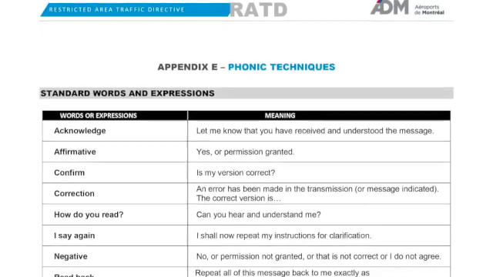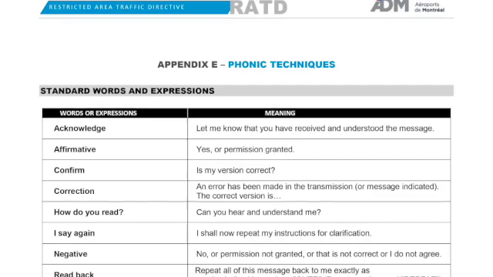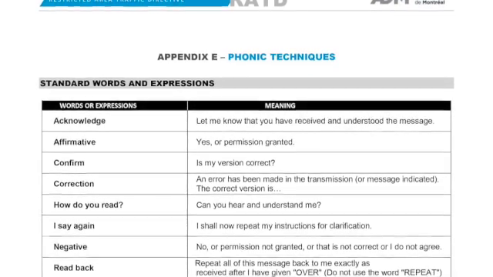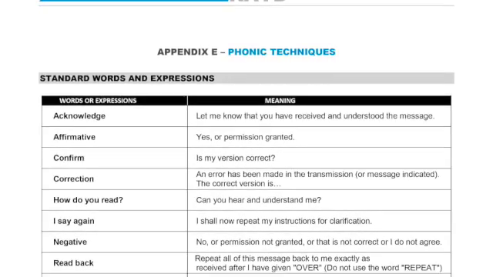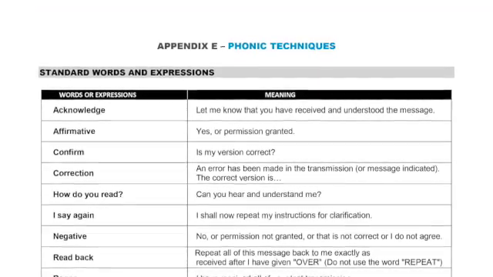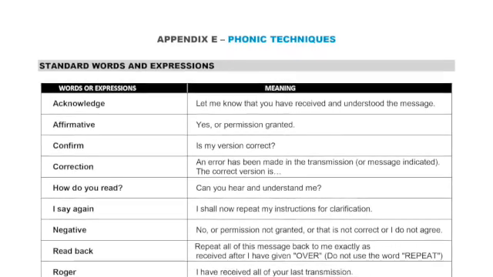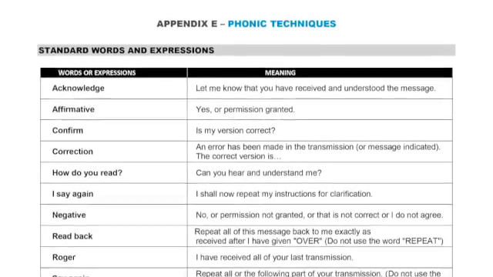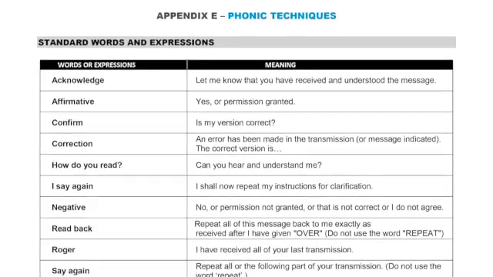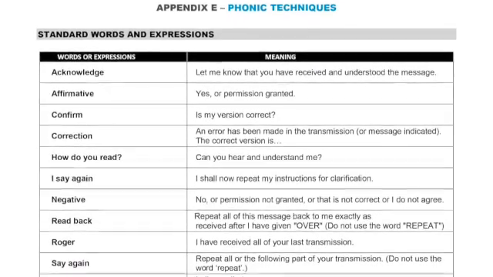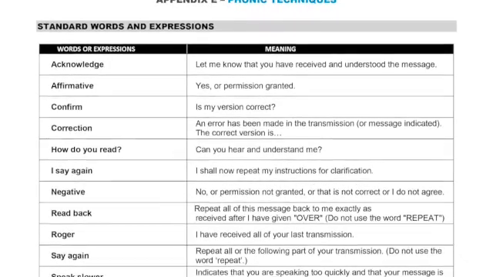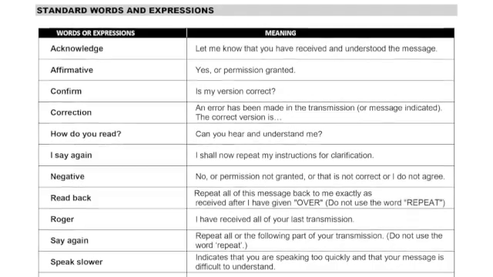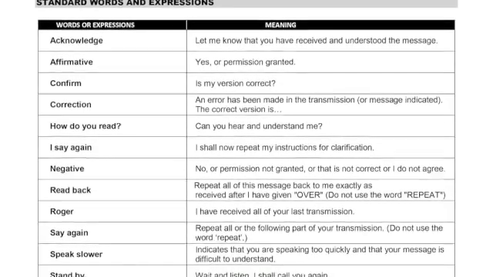Appendix E, Phonic Techniques, Standard Words and Expressions. Acknowledge: let me know that you have received and understood the message. Affirmative: yes, or permission granted. Confirm: is my version correct? Correction: an error has been made in the transmission, or message indicated; the correct version is. How do you read? Can you hear and understand me? I say again: I shall now repeat my instructions for clarification. Negative: no, or permission not granted, or that is not correct, or I do not agree.